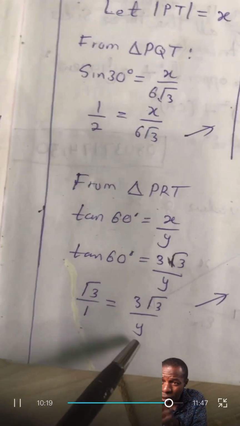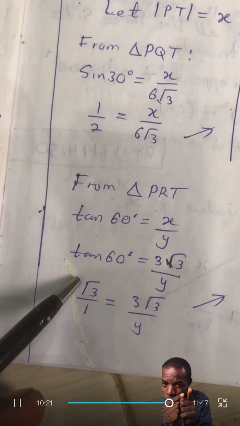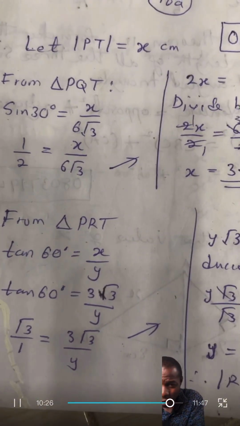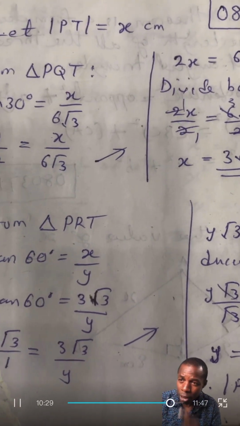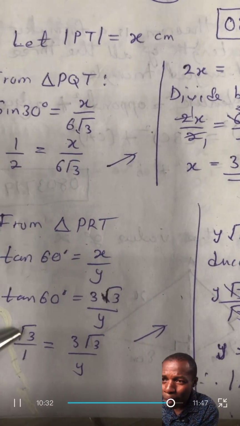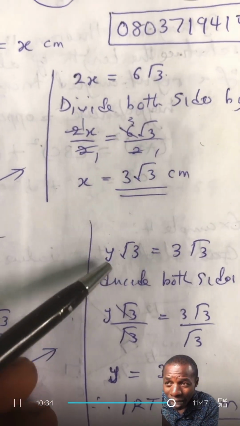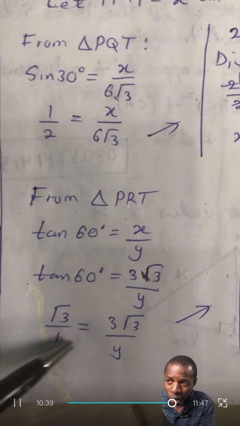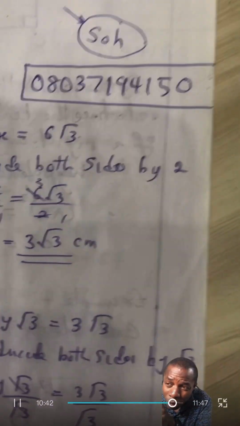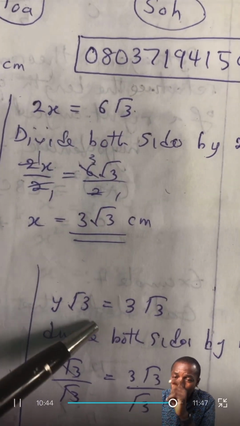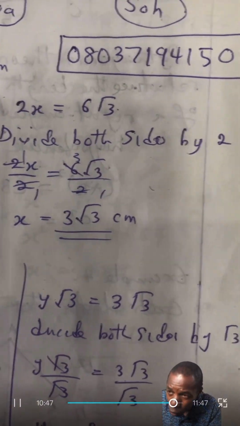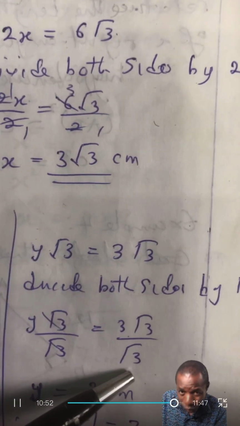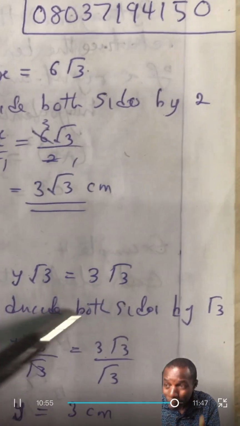So you now use the numerator you have on the left to multiply the denominator we have on the right, and the numerator you have on the right to multiply the denominator you have on the left. So y will be multiplied by root 3. That gives us y root 3. And 1 is multiplied by 3 root 3. That gives us 3 root 3. So that root 3 beside that y will have to leave that place. So what do we do? Under y root 3, you write root 3. And under 3 root 3, you write root 3. Meaning you are dividing both sides by root 3.